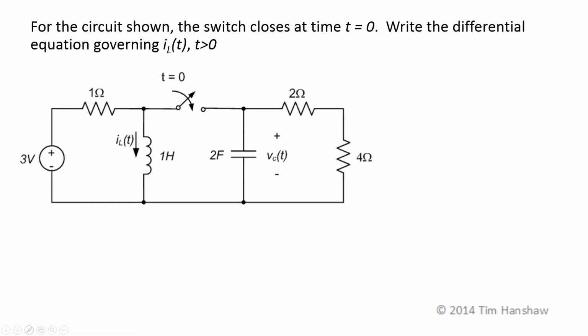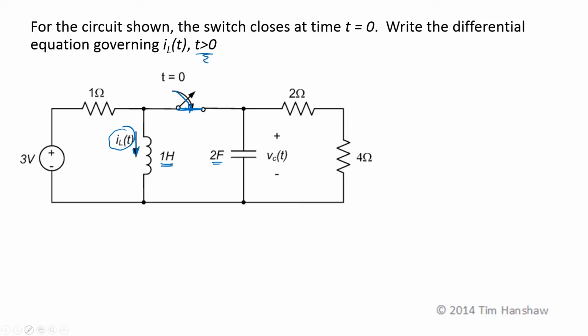We want to find the differential equation governing I sub L of t, the current through this 1 Henry inductor, in this circuit for t greater than 0 after this switch has closed to this position. We have two energy storage elements, a 1 Henry inductor and a 2 farad capacitor, so we're going to expect a second order differential equation.